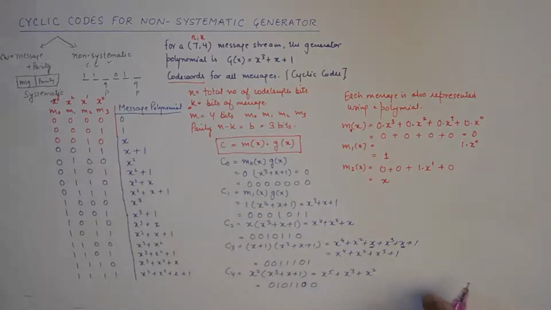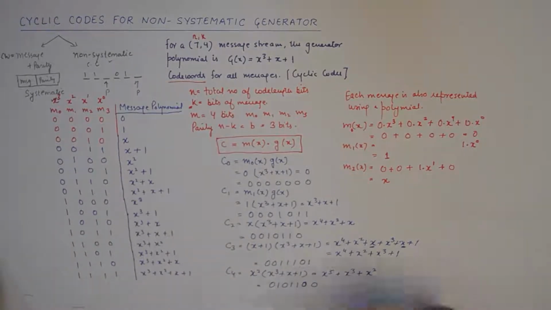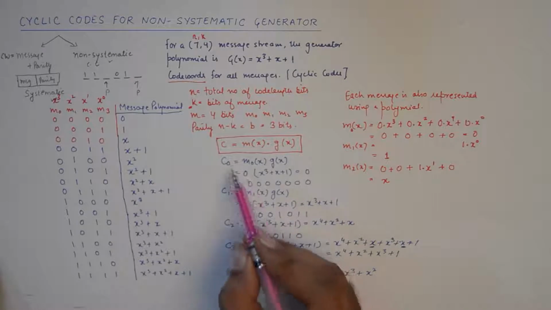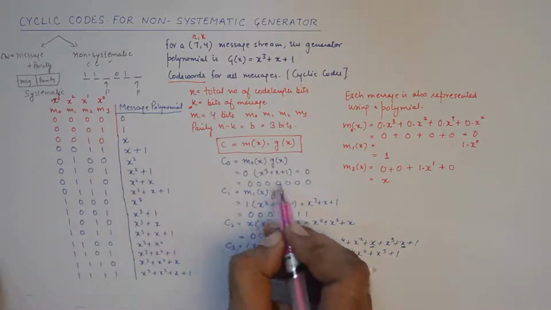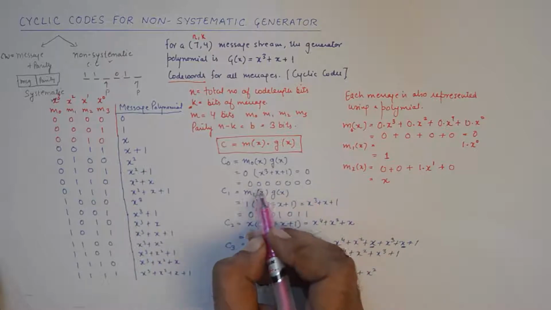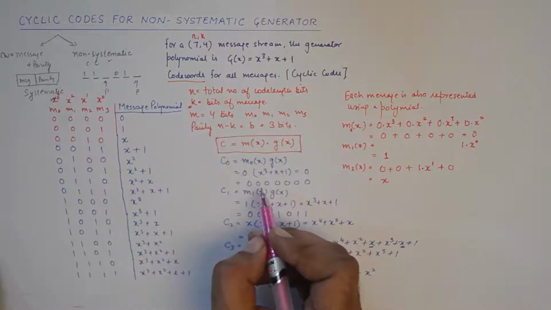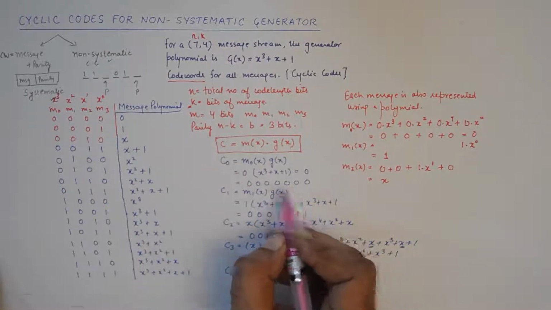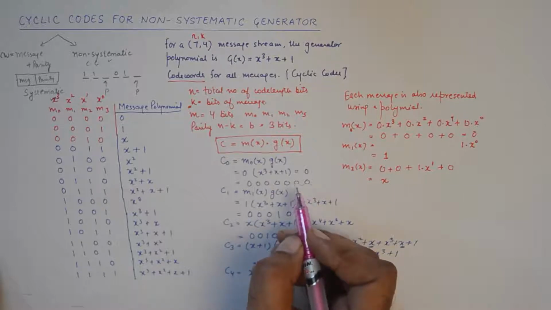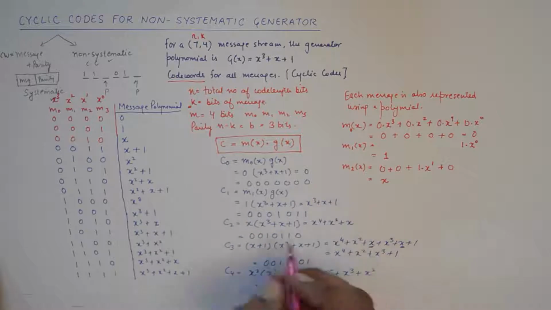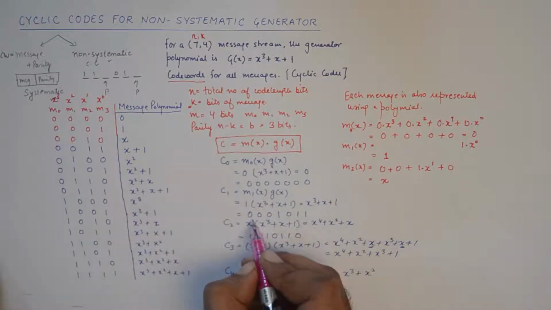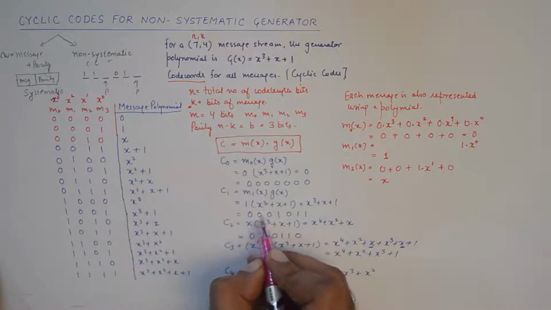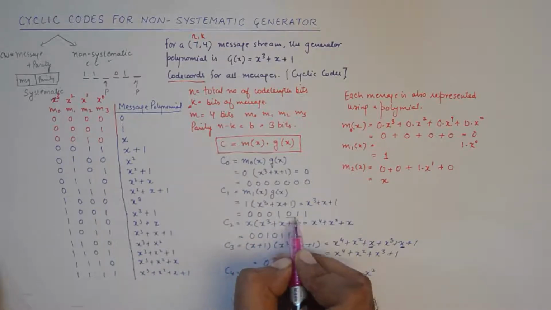So now if we look closely, the code word for the first message is 0000000. We have 4 zeros, but we are not sure what the parity bits are. So parity bits are adjusted within the code words. They are somewhere lying within the code words. The next is 0001. So for this 0001, these could be the parity bits.